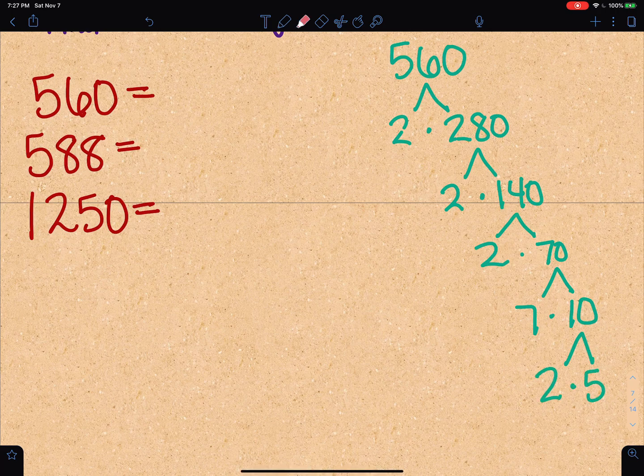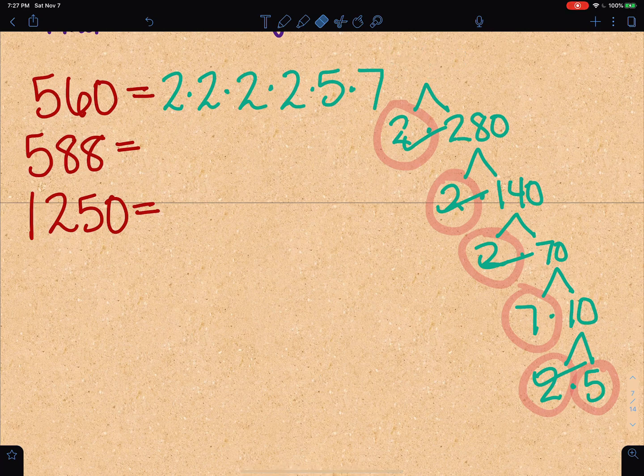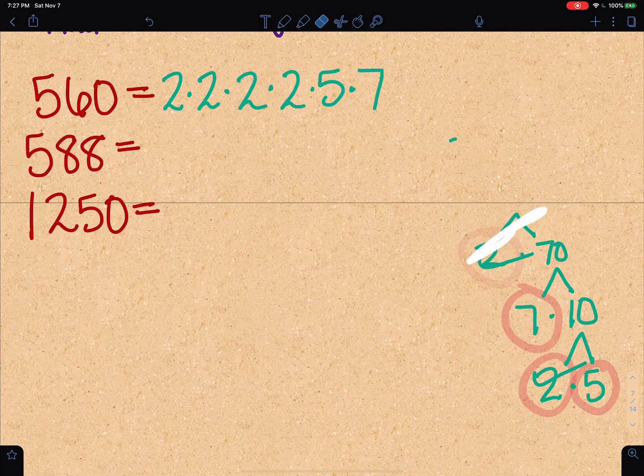So what are my prime numbers that I got out of this? I got a 5, a 2, a 7, a 2, a 2, a 2, because those are all at the end of the branches. Okay, so when I write down my numbers here, it's going to be 2 times 2 times 2. Is there one more 2? One more. It's 4 twos. And then I've got a 5 and I've got a 7. And then I'm going to erase all of this.